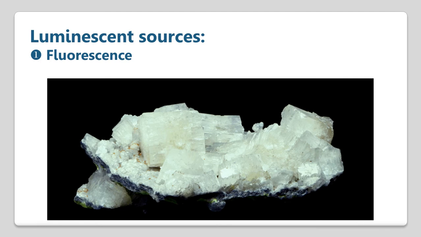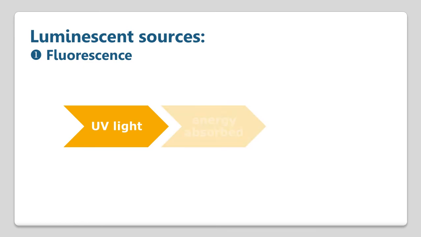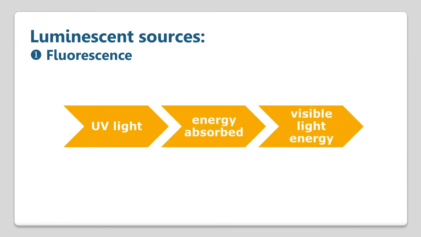The energy transformation required for fluorescence to occur can be summarized as: UV light energy goes in, the energy is absorbed by the particles in the object or organism, and then visible light is emitted.